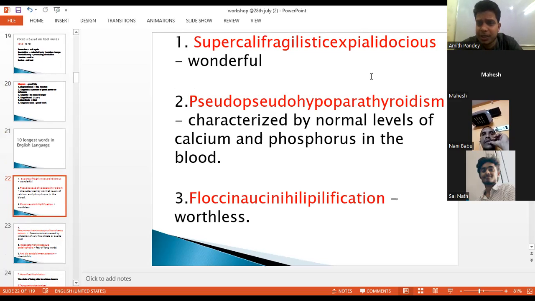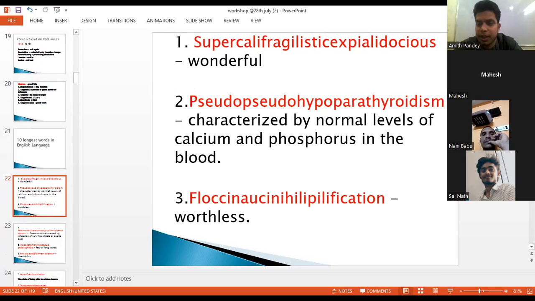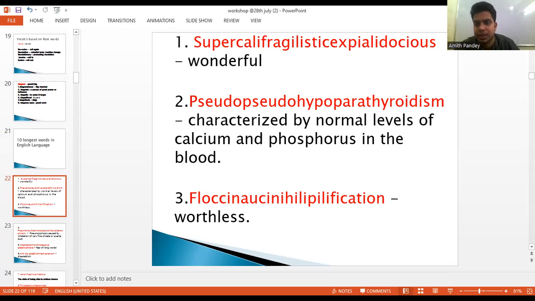So supercalifragilisticexpialidocious, which means wonderful. Okay. Next, we have the other word, pseudohypoparathyroidism, which is related to a disease that occurs due to calcium and phosphorus, as you could see. Yeah, then floccinaucinihilipilification, as we have discussed in the previous slides, which means worthless.